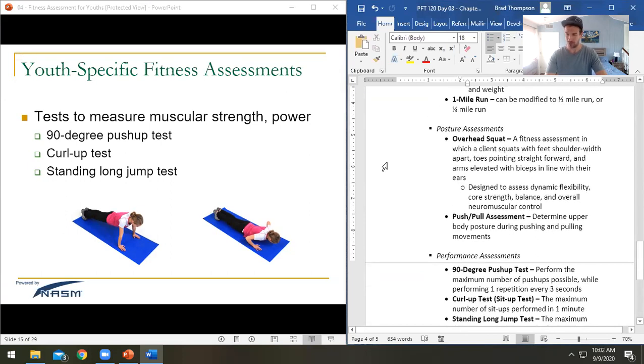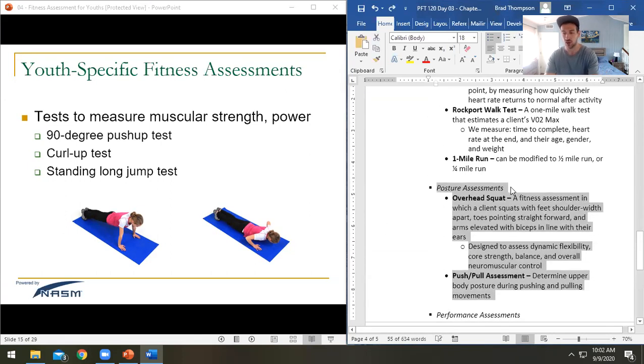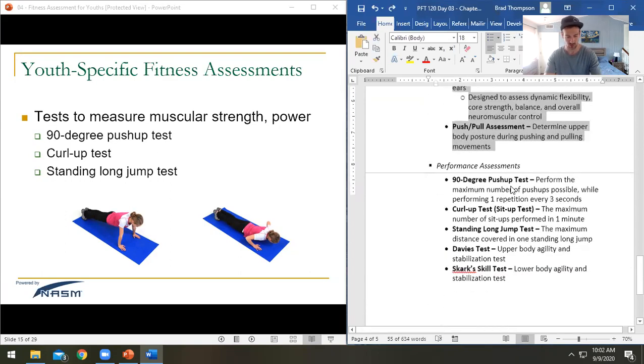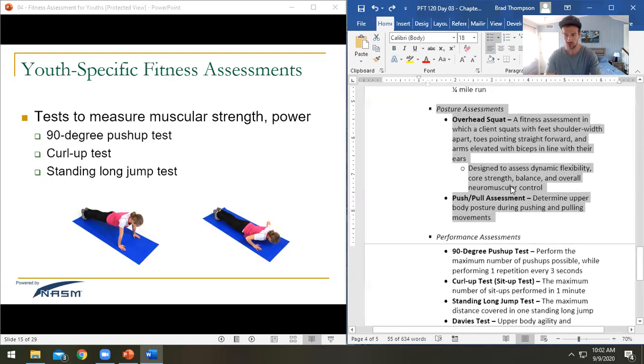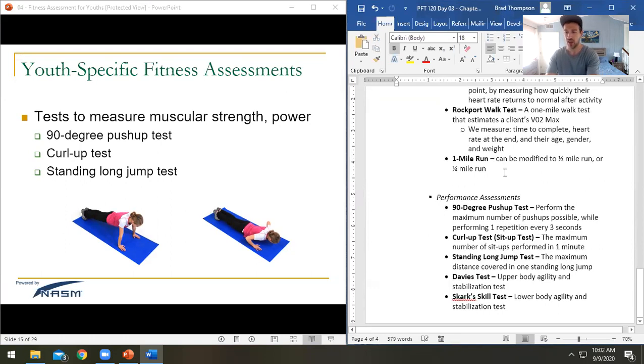Now, some performance, this is so weird. This is also out of order. Some performance assessments that are also, what did I do just now? Control, oh boy, X.